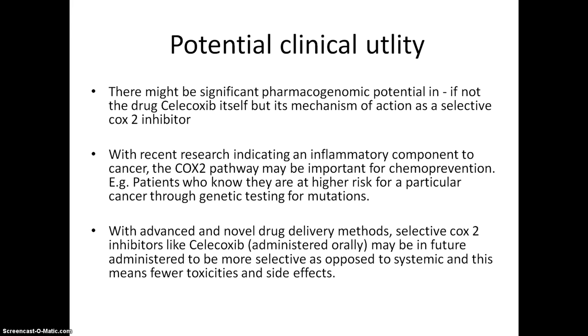Potential clinical utility. There might be significant potential, if not for the drug itself, then for the mechanism of action. In my opinion, with recent research indicating an inflammatory component to cancer, the COX-2 pathway may be important for chemoprevention. Also, with novel drug delivery methods, selective COX-2 inhibitors like Celecoxib may in future be administered to be more selective as opposed to a systemic drug, which means fewer toxicities and side effects.